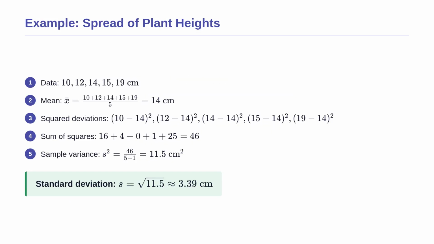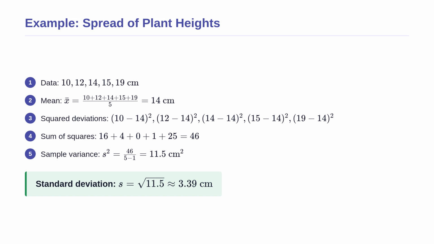Before we move on, let us see this with a concrete example. Suppose a botanist measures the heights of 5 rare plants, giving us values of 10, 12, 14, 15, and 19 centimeters. We need to find the sample standard deviation. First, we calculate the sample mean by adding all heights and dividing by 5, which gives us 14 centimeters. Next, we find how far each plant deviates from this average and square those differences to ensure they are positive. Adding these squared values gives us a total sum of 46.